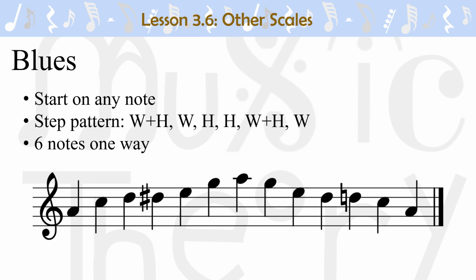To build A blues scale, start by writing A and write all of the notes ascending following the step pattern. The second note, which is a whole step plus a half step above A, is C. The third note, which is a whole step above C, is D. After you get to the A in the next octave, you should end up with A, C, D, D sharp, E, G, A.